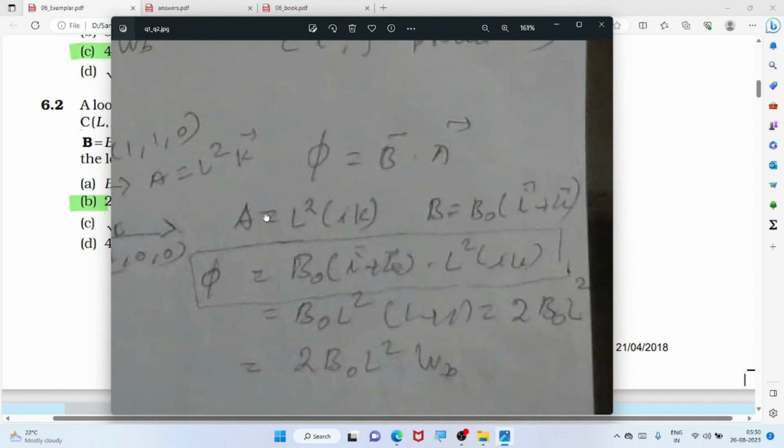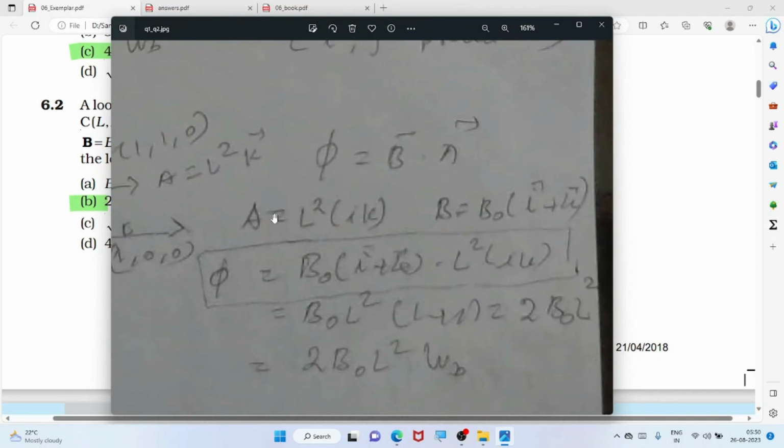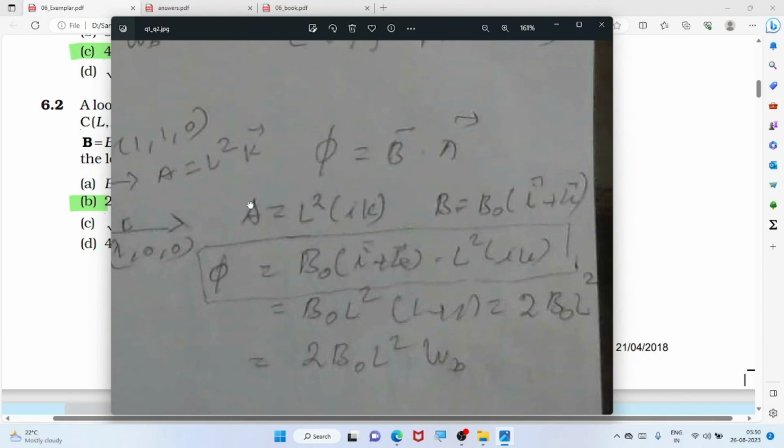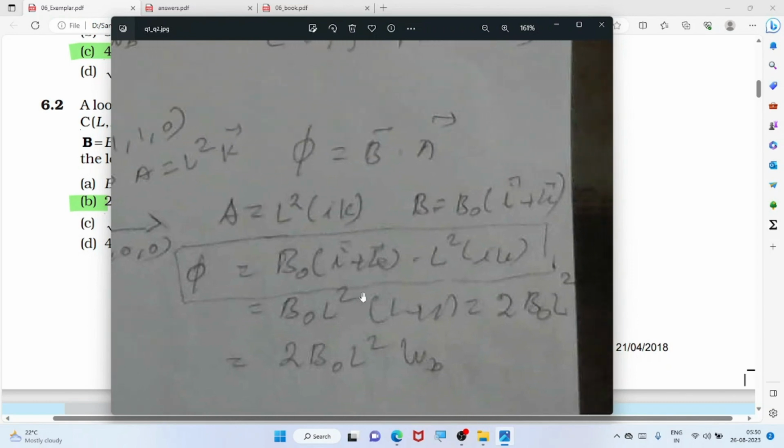B dot A. B is given. The important thing is how you multiply these vectors when you have the components. Here in B there is an i component and no k component. Here in A there is no i component, only a k component. So B naught L square plus 2 B naught L square.